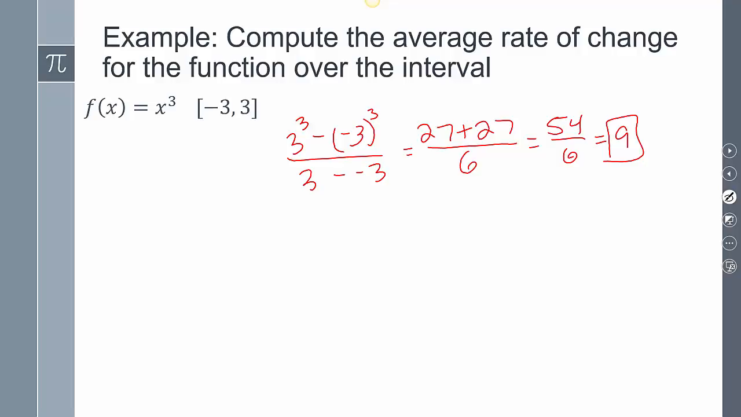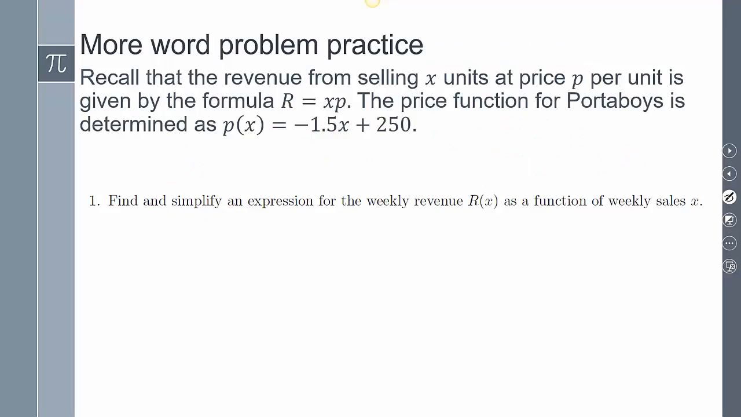And so that's how we compute the average rate of change. You just plug it into the definition. And if you notice, it is very similar to y2 minus y1 over x2 minus x1. It's basically identical. We're just defining the definition slightly differently. So now let's look at a word problem.